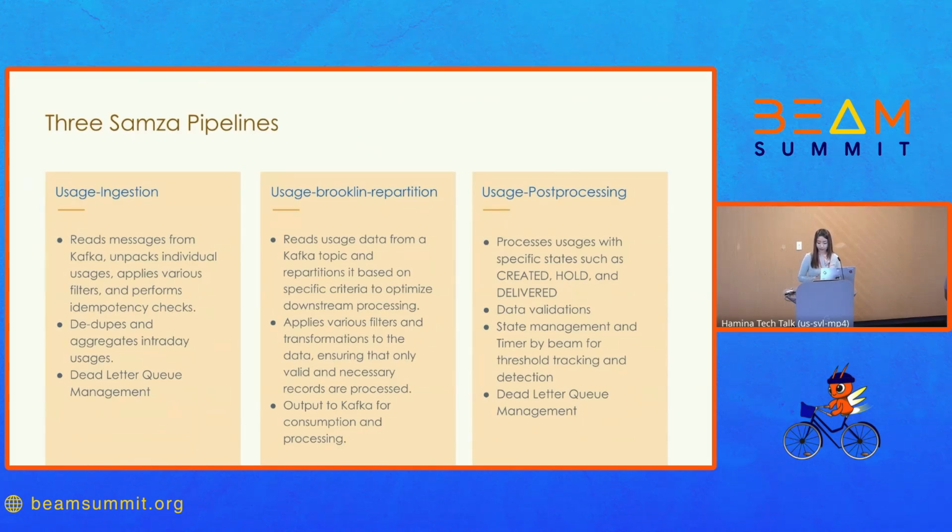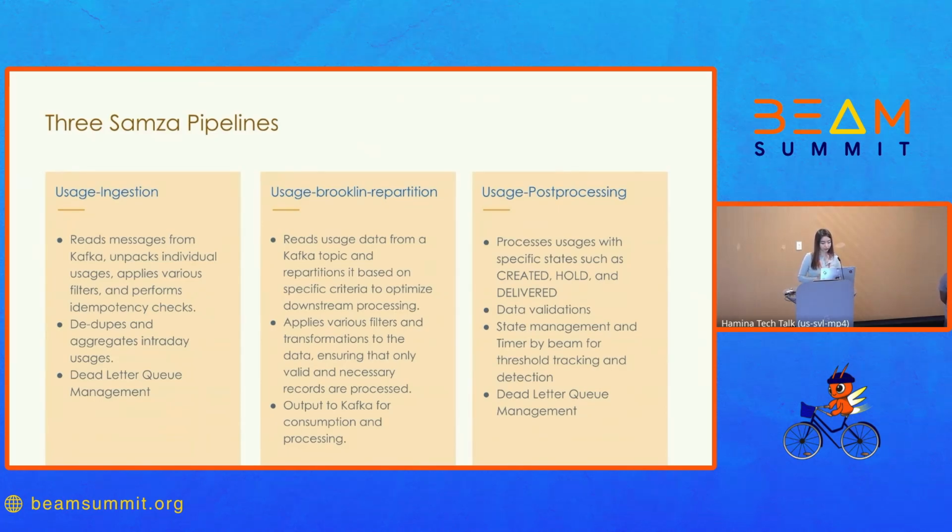A key feature is its ability to dedupe and aggregate intraday usage, streaming our data flow. It also manages a dead letter queue, allowing us to handle and investigate any problematic usage. Next is our usage repartition pipeline. This plays an important role in optimizing our downstream data processing.